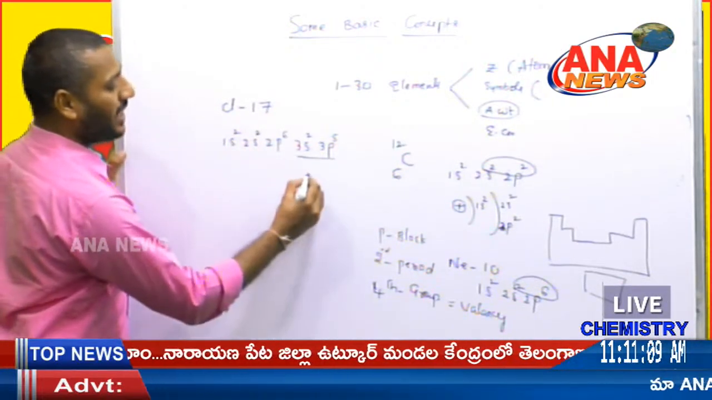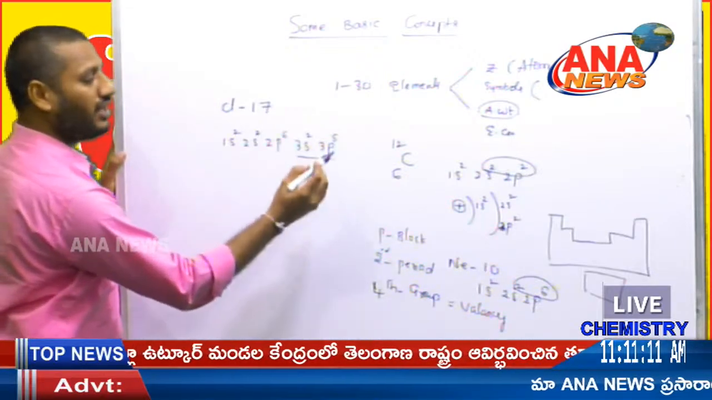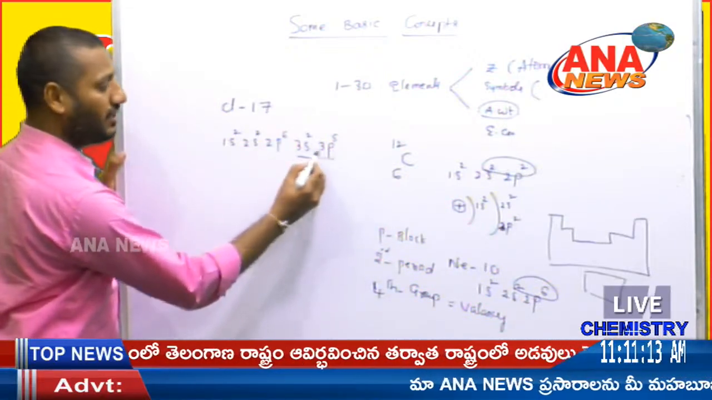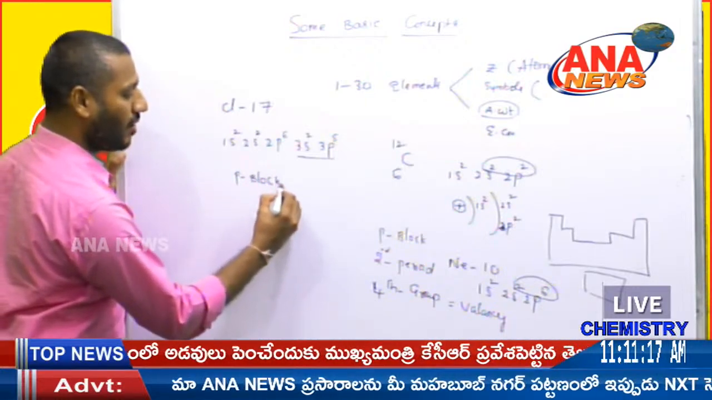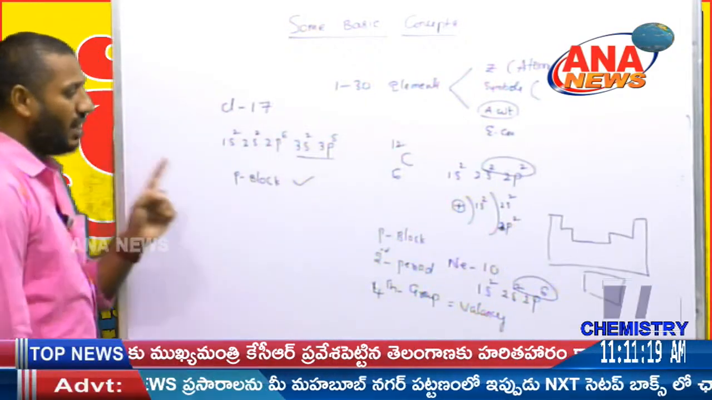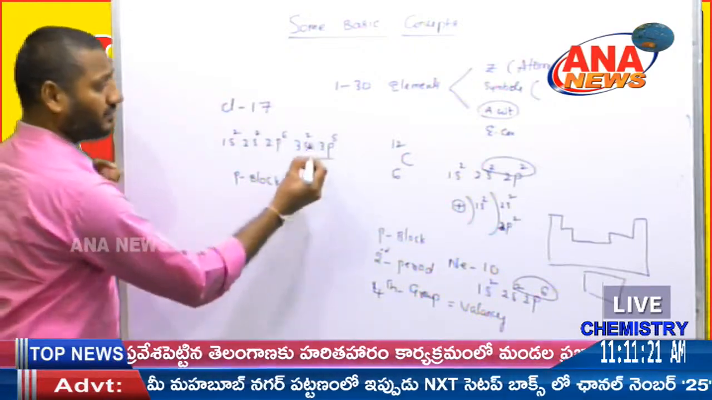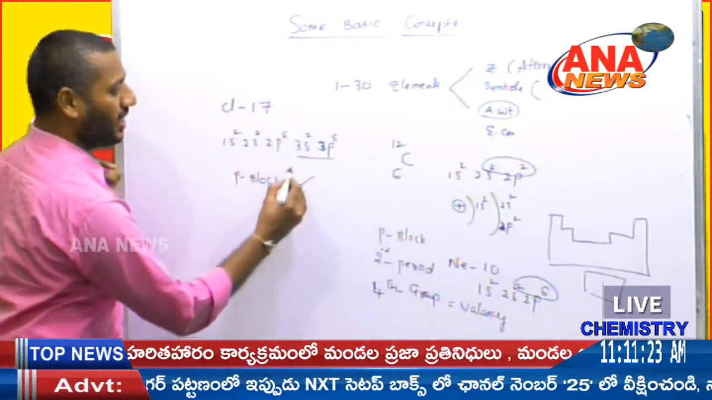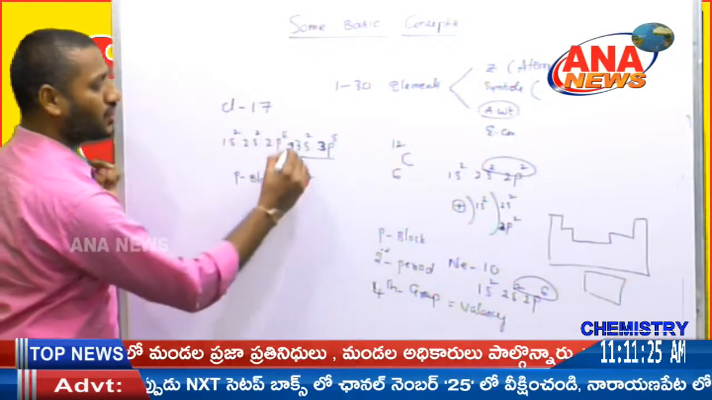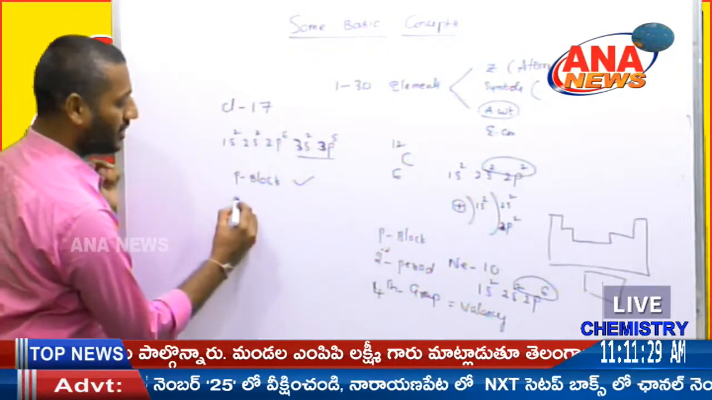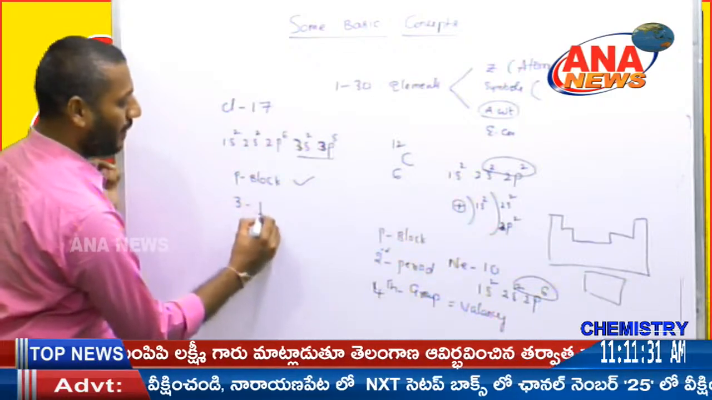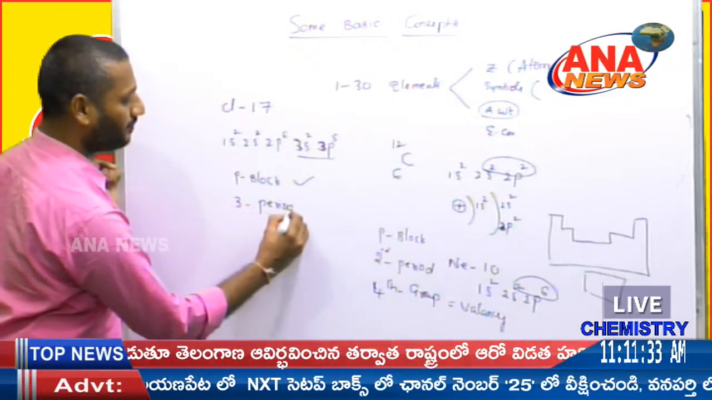Next, the incoming electron entered into a p orbital. So that's why it is known as a p block. The block is over, which is a p block. Next, the outermost configuration is 3s2, 3p5. So this 3 is denoted as the period, the third period.